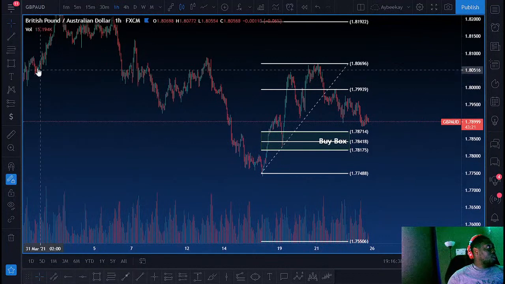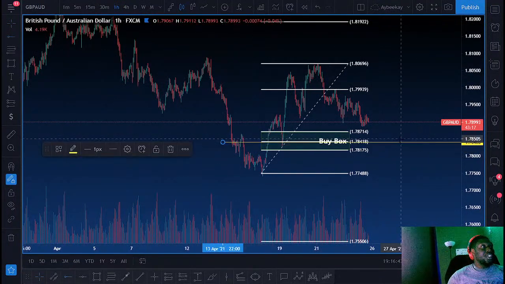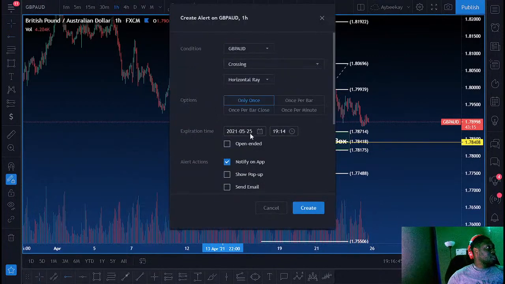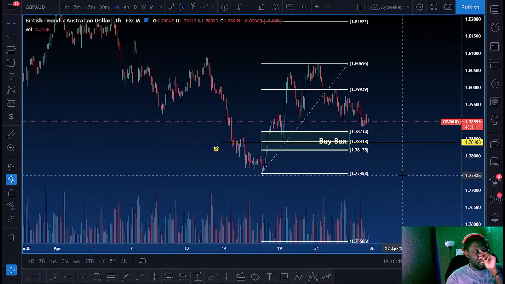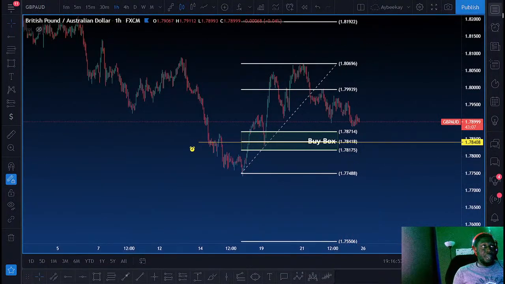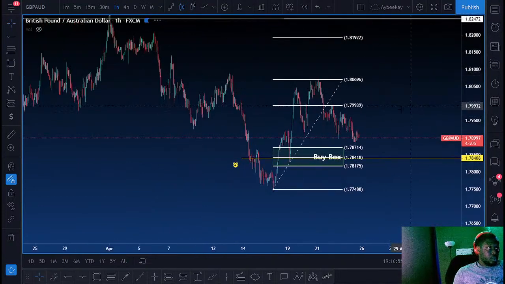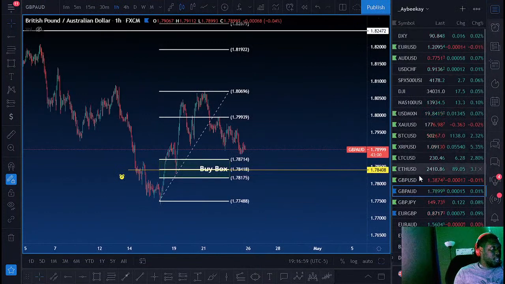So I would wait on 1.78418. Going to set an alarm here for an alert, create, and we'll see where this takes me. But I'm not really crazy over buying GA right here. Somebody else can do that.